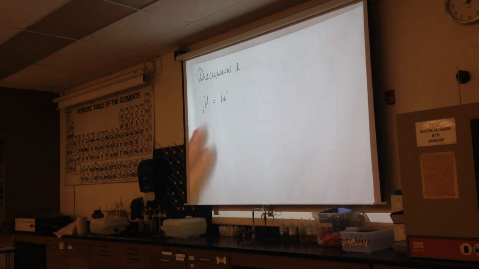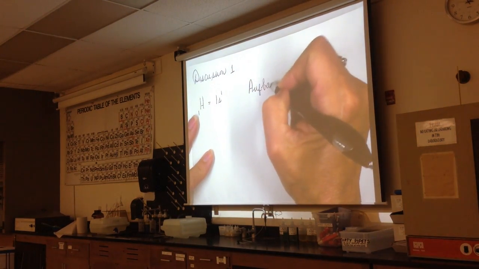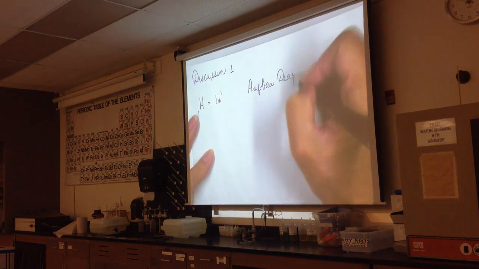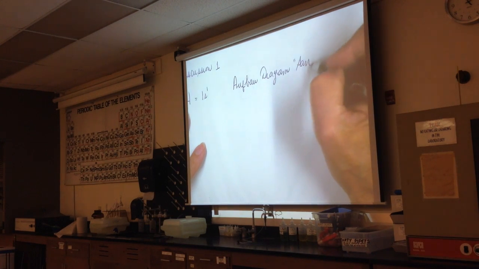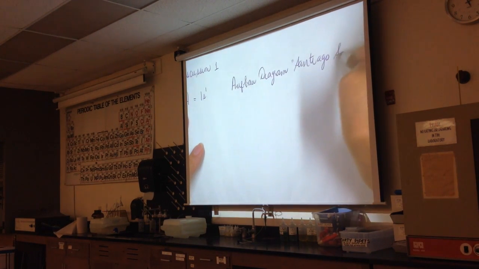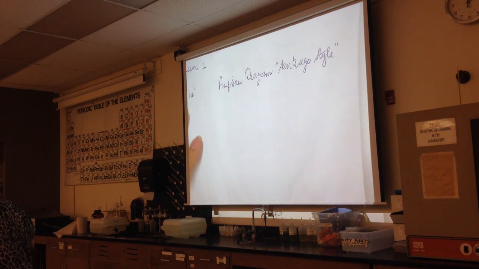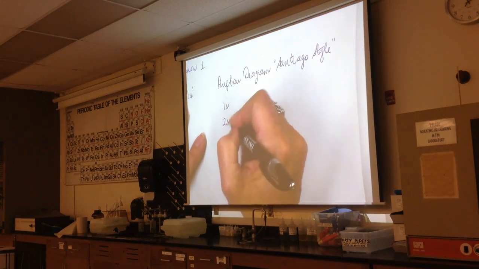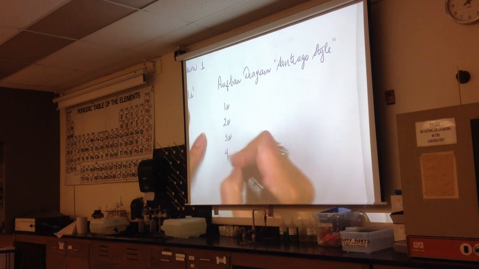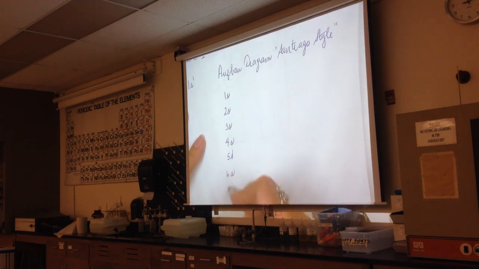So let's go ahead and we're going to call this Aufbau diagram. Have you heard of this? So we're going to call it Aufbau diagram, and we're going to call it Santiago style. And I'll tell you why it's going to be called Santiago style momentarily. All right. So on the first one, we have the 1s. And I go 1s, 2s, 3s, 4s, 5s, 6s, 7s, 8s.